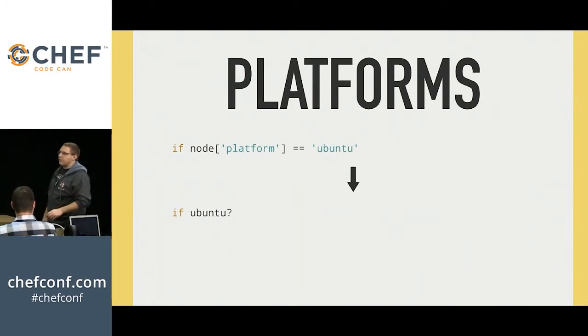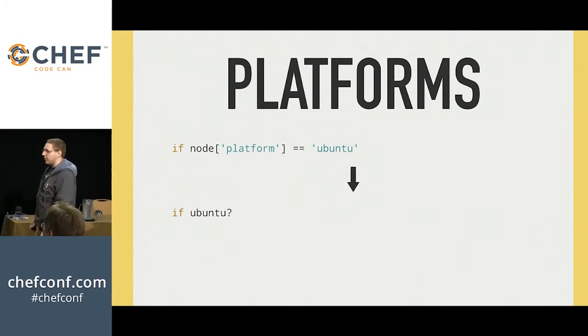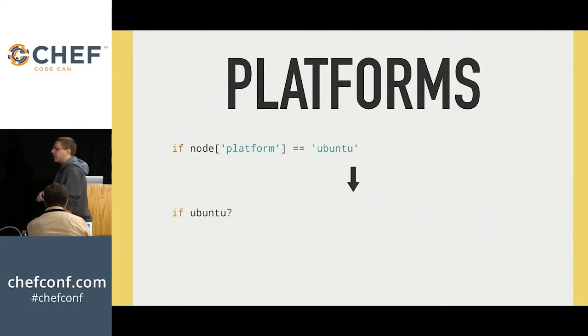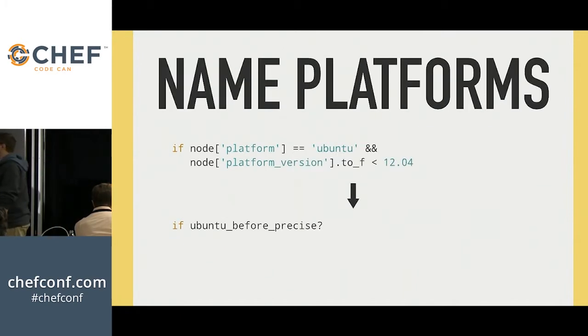We already talked a little bit about platforms. So I'm sure you've all done this if you're writing any type of cross-platform cookbook. If we're on Ubuntu, do this. Chef Sugar gives you an Ubuntu question mark method. Doesn't care what version it is, it's just Ubuntu question mark.